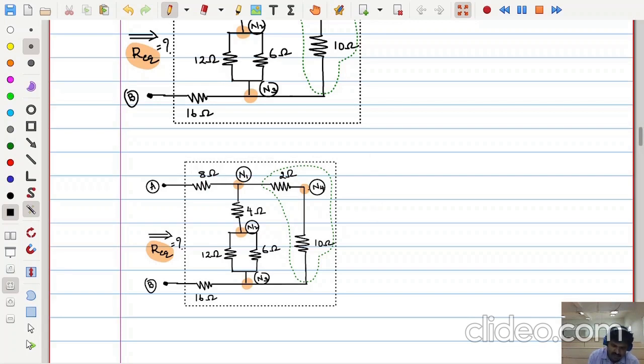The green color box, its equivalent is R1 plus R2. So what is R1? 2 ohms, R2 is 10 ohms. So can I replace these two elements by one resistor value? Where should I place that one resistor value? Previously, the green color box was connected between N1 and N3, so that remains as N1 and N3.